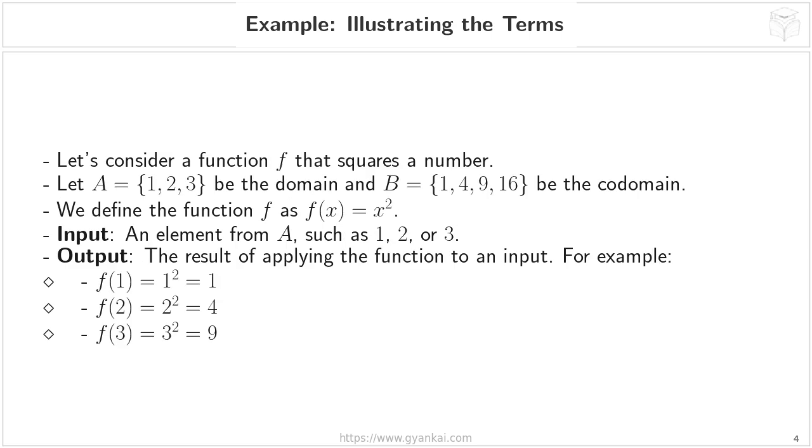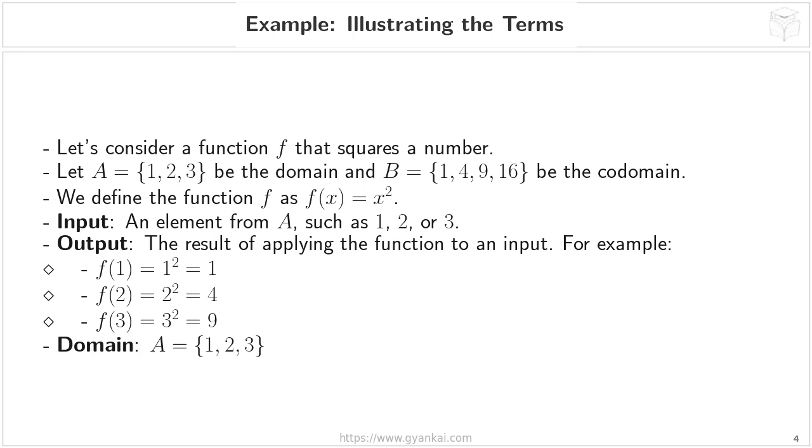If we input 1 into the function, so f(1), we get 1 squared, which is 1. Similarly, if we input 2, so f(2), we get 2 squared, which is 4. And if we input 3, so f(3), we get 3 squared, which is 9. These are the actual outputs we get from our function for the given inputs.